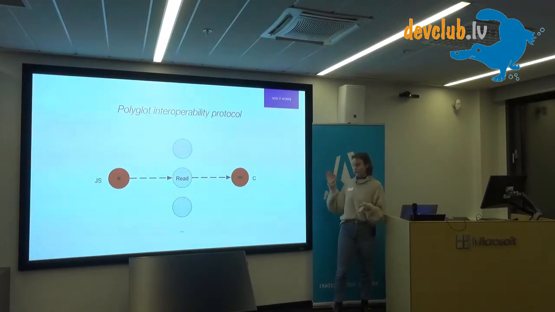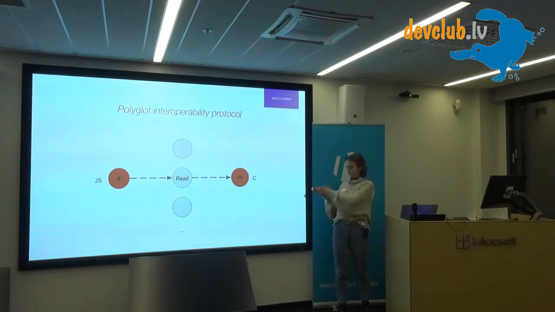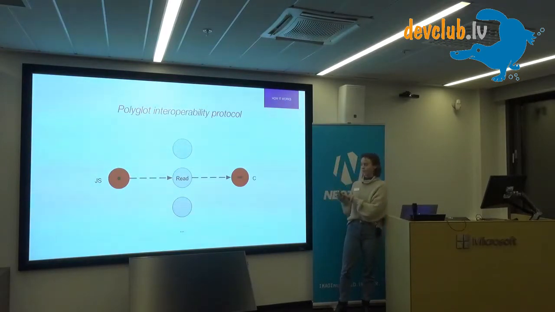Here, for example, JavaScript implemented on GraalVM has its object access operation, the dot, mapped to the language-independent read message, and the C language also has its object access method mapped to the same message. So if we're in a JavaScript program, we can reach the C language-specific operation through this message.